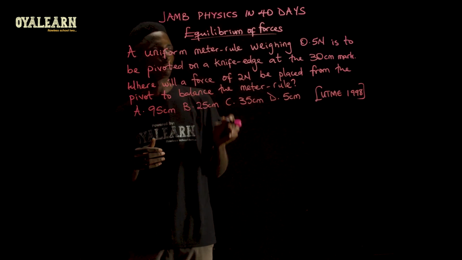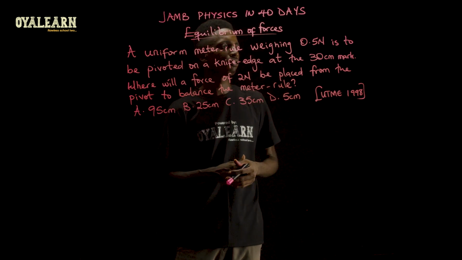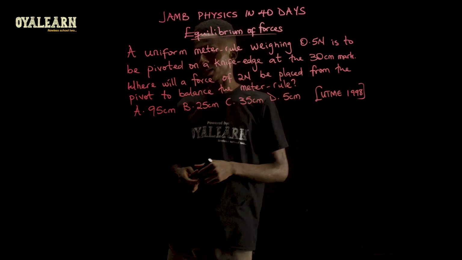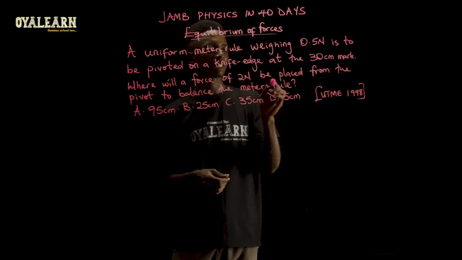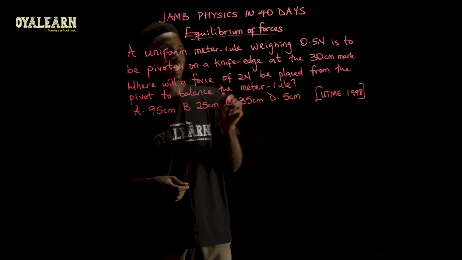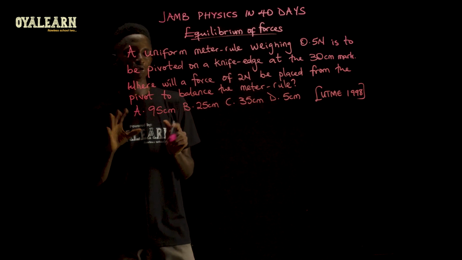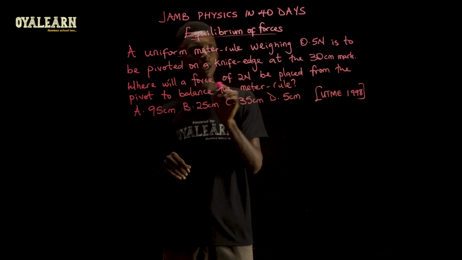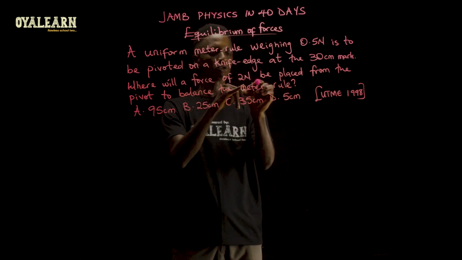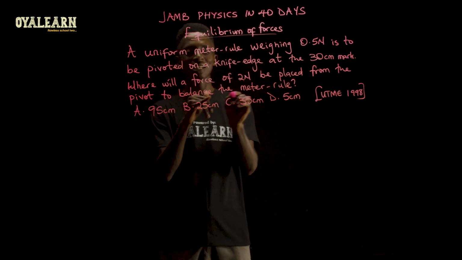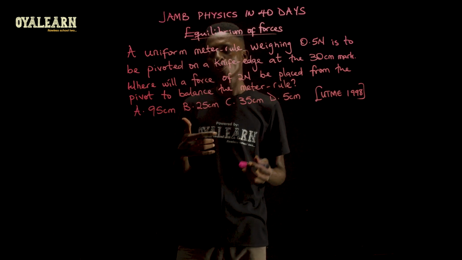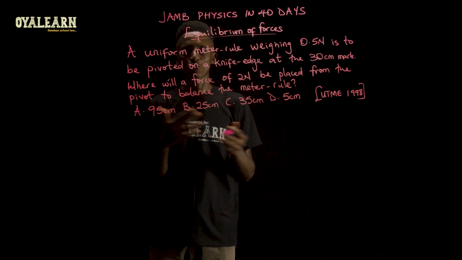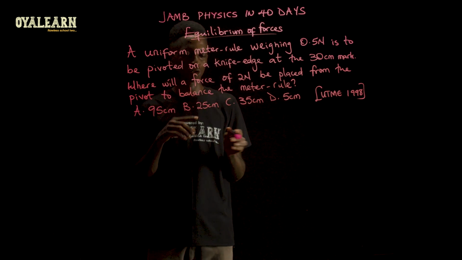A uniform meter rule weighing 0.5 Newton is to be pivoted on a knife edge at the 30 centimeter mark. Where will a force of 2 Newton be placed from the pivot to balance the meter rule? Now, before I go on to solve this, let me mention that sometimes the question could be switched to: where from one end of the meter rule should a force of 2 Newton be placed? When you see those two, I will explain what they mean to you. So let's look at it.